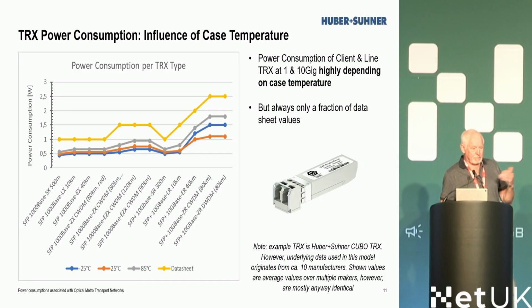Temperature has an impact on the actual power used. So the gray one is running at 85 degrees, the blue one is minus 25 degrees, and the orange one at the bottom is 25 degrees. So you can see there's a massive difference between what the data sheet states versus the actual power used.